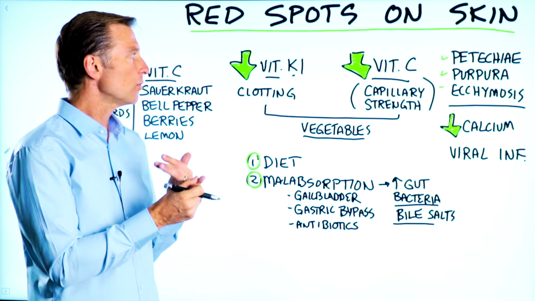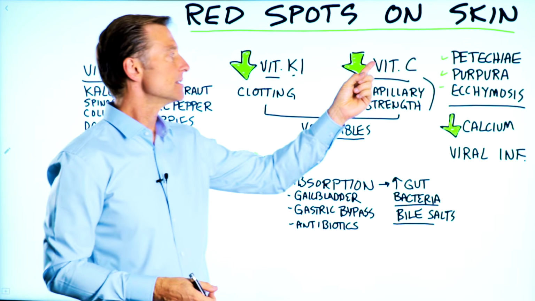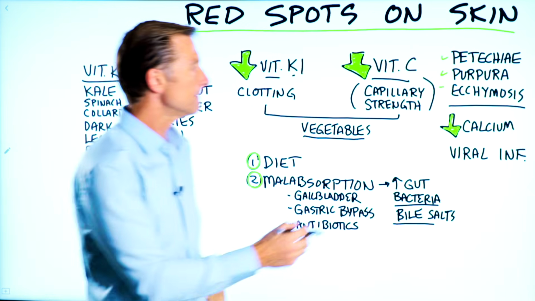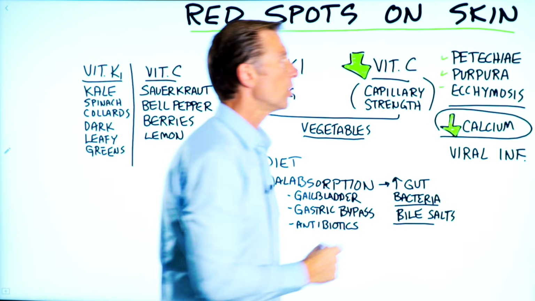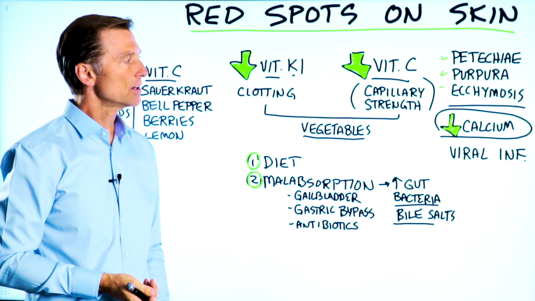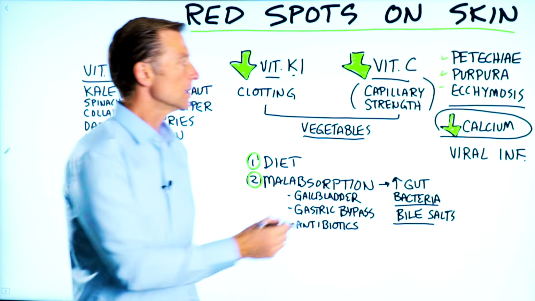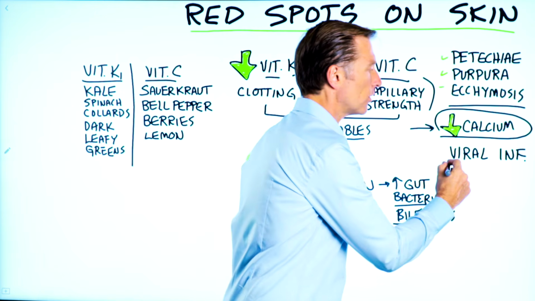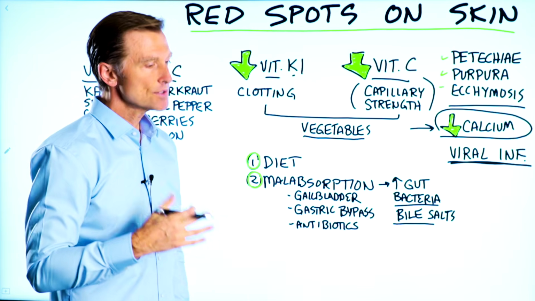So we have vitamin K1 deficiency and vitamin C deficiency as possibilities, but you could also have low amounts of calcium. Low calcium will also cause the red spots on the skin. It's very rare to have this happen, but it could happen. So low calcium could be one cause. Another cause would be a viral infection. Okay? Now, there's other causes as well.